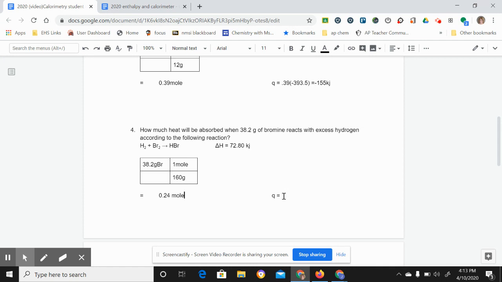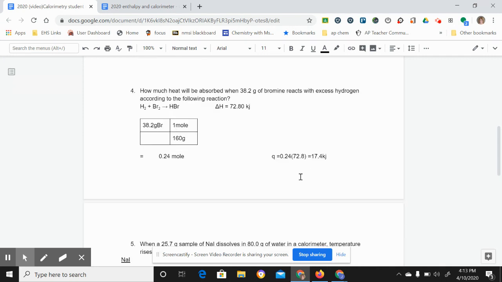And my Q value is my number of moles, which is 0.24, times my delta H, which is 72.8, equals, and you should get an answer of 17.4 kilojoules if you did your math correct.